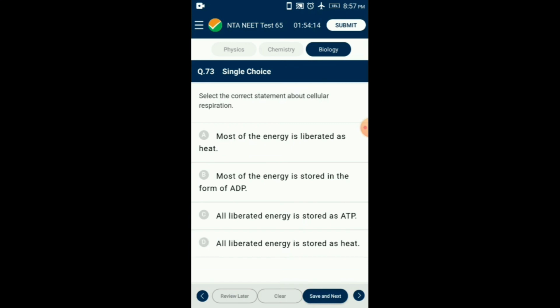Question number 73. Select the correct statement about cellular respiration. It is the mechanism of breakdown of food materials within the cells to release energy and trapping of energy for synthesis of ATP. Most of the liberated energy goes out as heat while the remaining part is utilized to form ATP for future use. So the answer is option A. Most of the energy is liberated as heat.